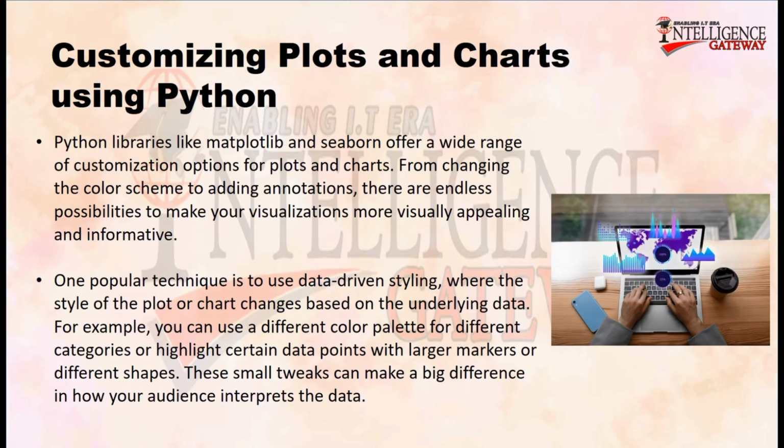Customizing plots and charts using Python. Python libraries like Matplotlib and Seaborn offer a wide range of customization options for plots and charts. From changing the color scheme to adding annotations, there are endless possibilities to make your visualizations more visually appealing and informative. One popular technique is to use data-driven styling, where the style of the plot or chart changes based on the underlying data. For example, you can use a different color palette for different categories or highlight certain data points with larger markers or different shapes. These small tweaks can make a big difference in how your audience interprets the data.